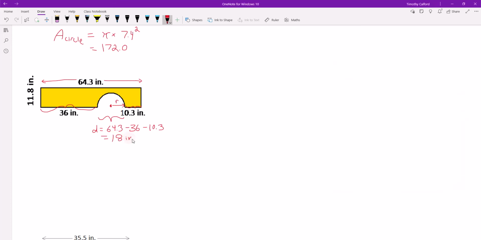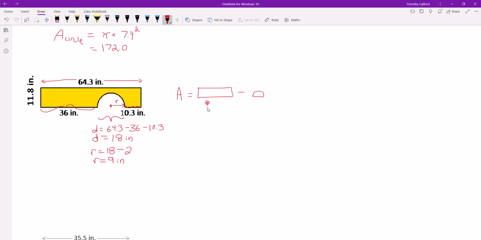18 inches is the diameter of that semicircle, or circle, which means, of course, the radius would be half that much, or radius would equal 9 inches. Now we have what we need to calculate the area of a semicircle. So, again, our strategy will be to take the full rectangle's area and subtract the area of the semicircle.